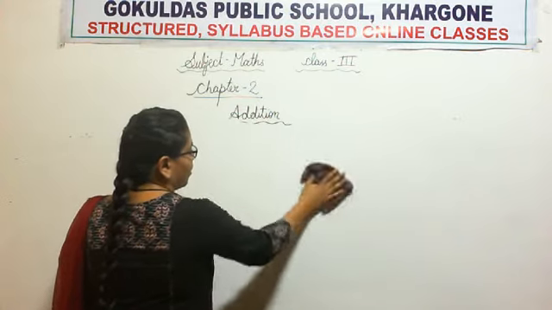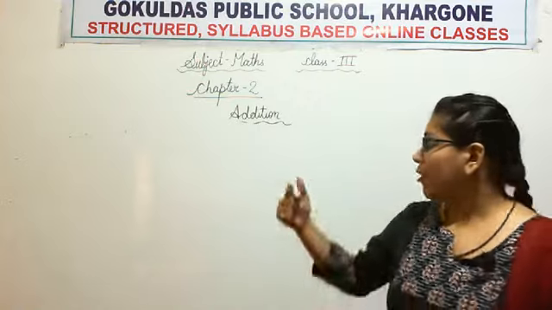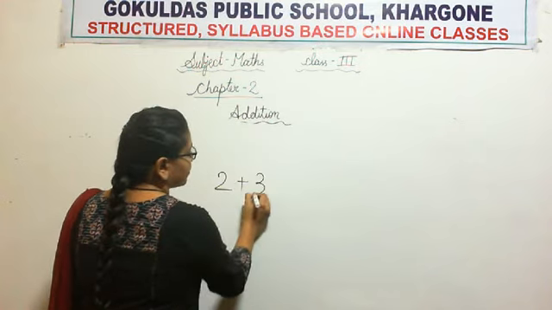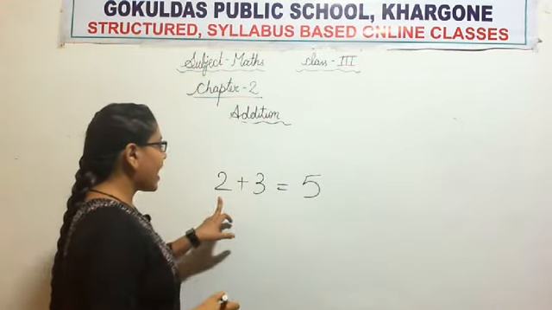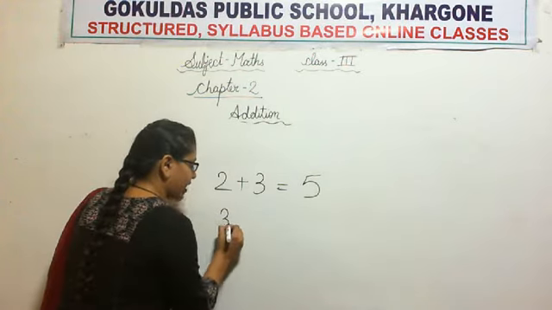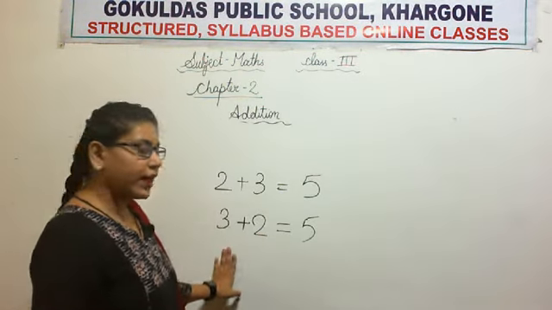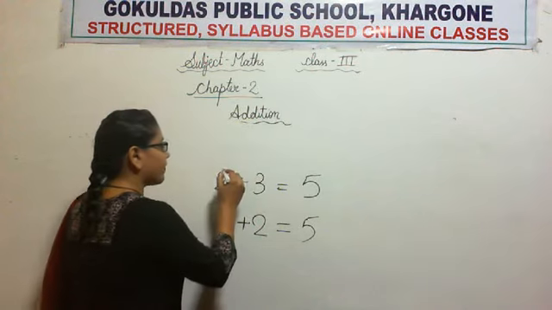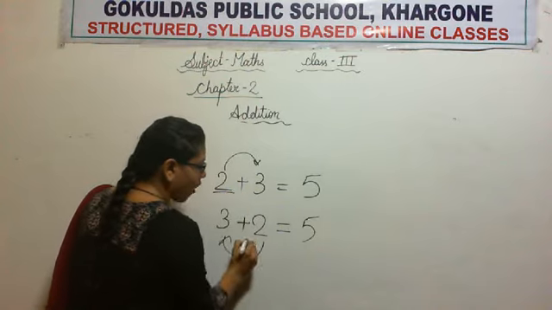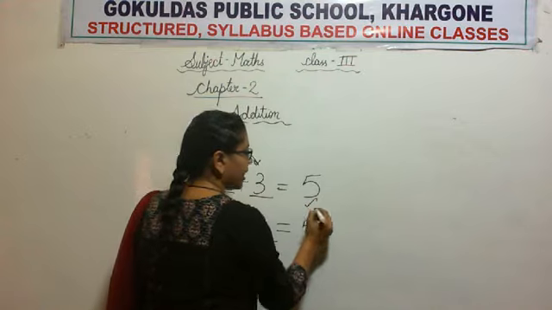Now the order property. The order property of addition is that if I add 2 and 3, what will I get? 5. And what if I add 3 and 2? I will get 5. So whether I write 2 here or here, or whether I write 3 here or here, the answer will be the same.